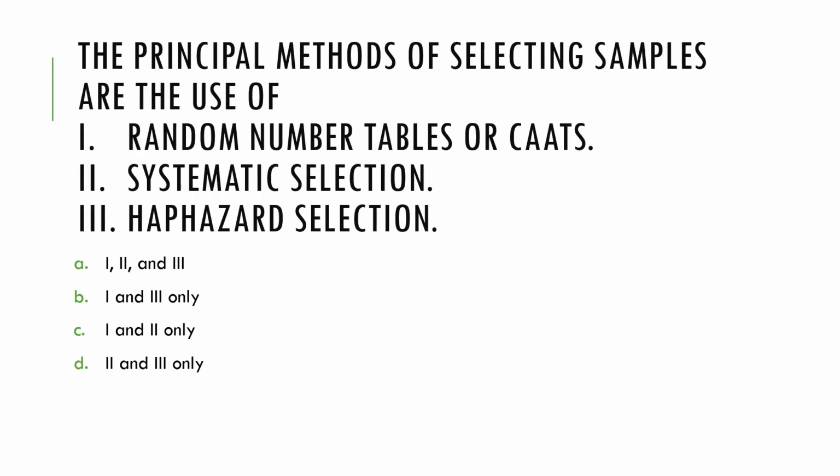What are the principal methods of selecting samples? The random number tables or CATs, systematic selection. Actually, random number tables can be present through CATs. Okay, systematic selection and haphazard selection. All of these three are, of course, principal methods of selecting samples, as we have previously discussed. So this should be alpha.